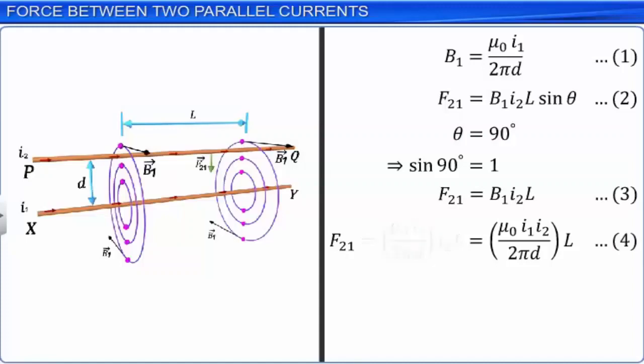The direction of the force experienced by conductor PQ due to the magnetic field produced by the conductor XY can be found using Fleming's left-hand rule.